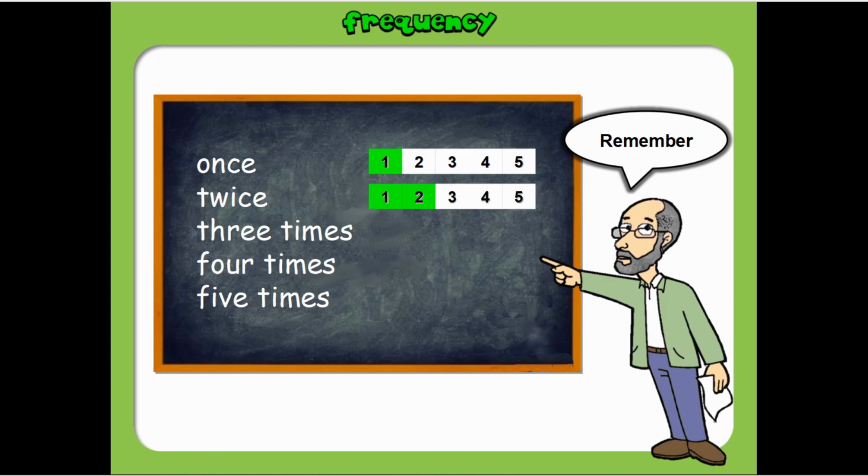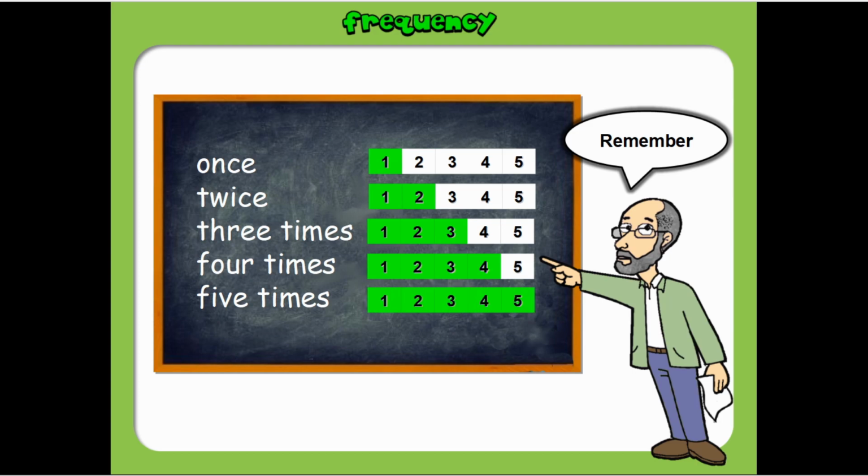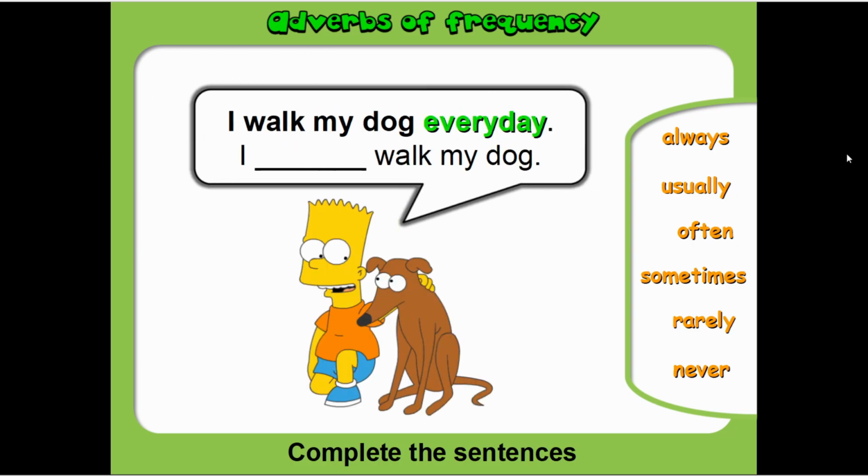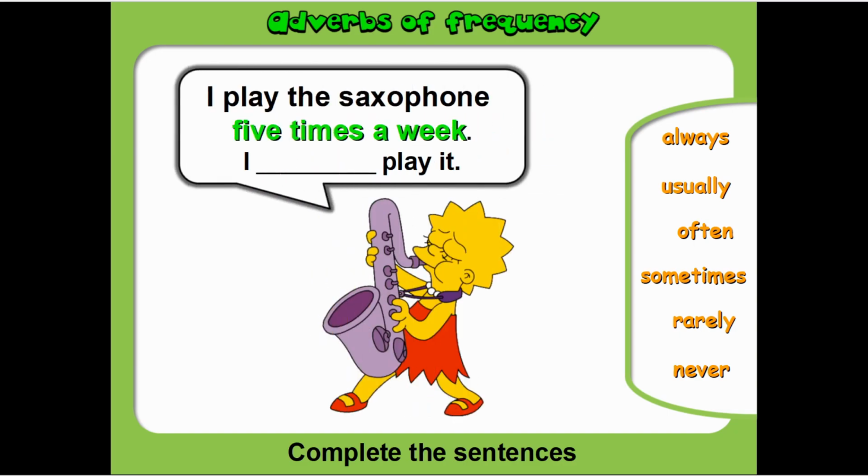Once, twice, three times, four times, and five times every day. I ride my bike twice a week. I often ride my bike. Next, I walk my dog every day. I always walk my dog. I play the saxophone five times a week. I usually play it.